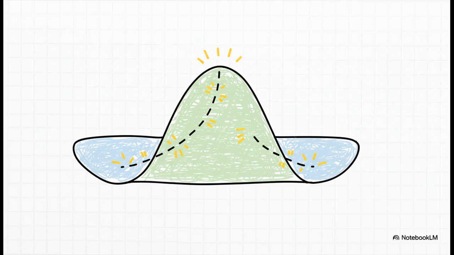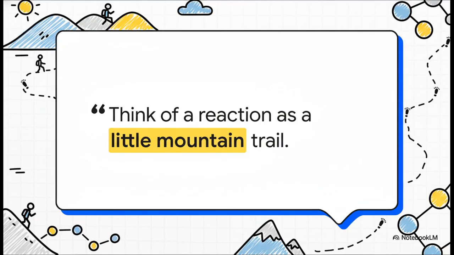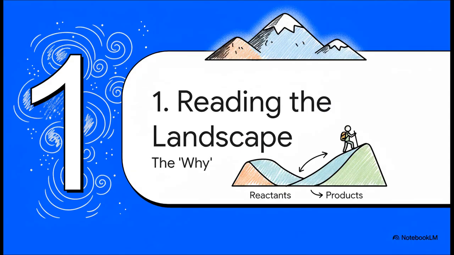Well, there is. And it's not a set of rules you have to memorize. It's a story. It's a journey. Yeah, think of it like a simple hike from one valley, over a mountain, and into the next. And this simple analogy is everything. It's the key. If you think of a reaction as just a little mountain trail, suddenly you can unlock the whole puzzle. You can understand why reactions happen in the first place, how fast they go, and even how we can control what happens.